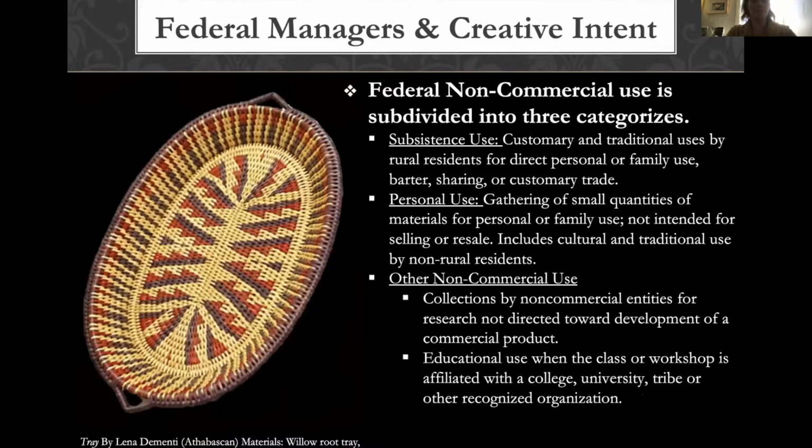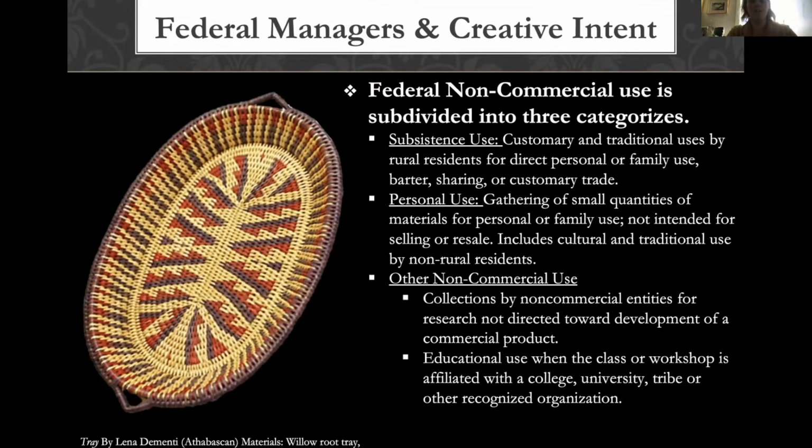So of course, we're looking at federal commercial, but let's look at federal non-commercial uses. Now, those are actually further subdivided just to get more complicated. So personal use, of course, is divided into subsistence use. I mentioned it previously with customary and traditional uses. That can be directly personal use, family use, bartering or sharing, or customary trade. So that's the primary one.